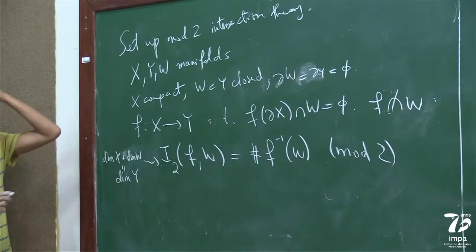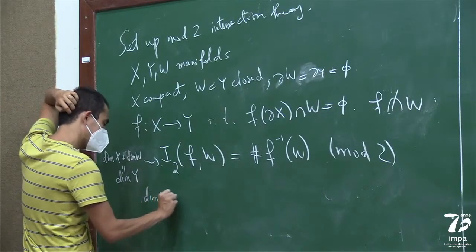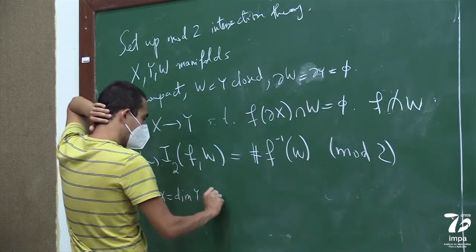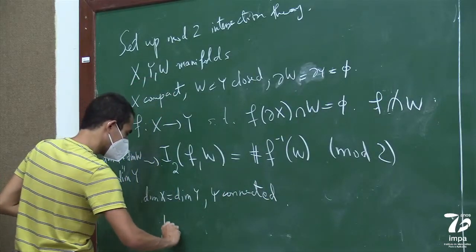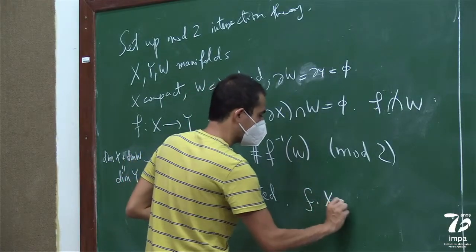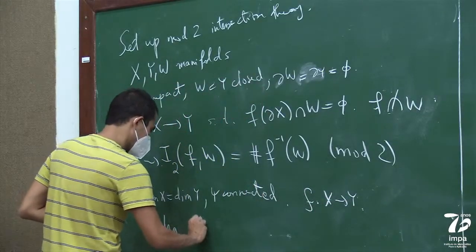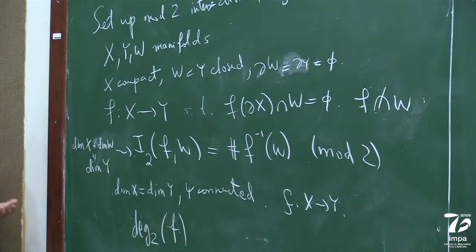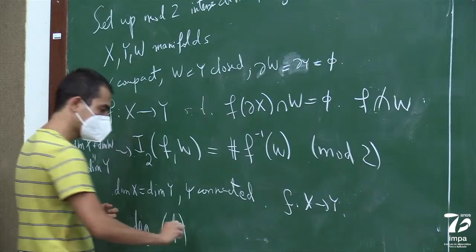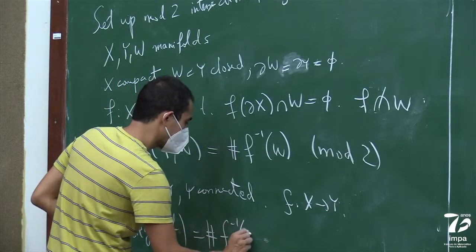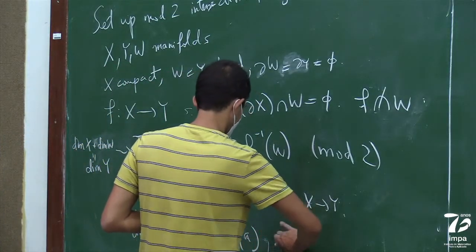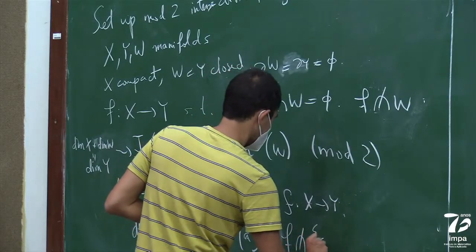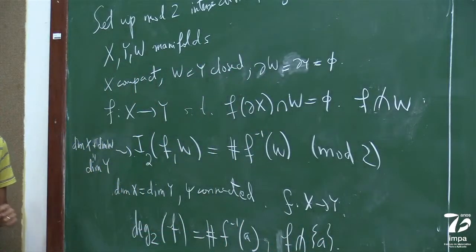Okay? So now in the case when the dimension of X is equal to the dimension of Y, and Y is connected, we can talk about the degree of a function. So if the function goes from X to Y, then you can talk about the mod 2 degree of the function. And that's just the intersection with a point, or in other words, the number of pre-images of a regular value, where f intersects a transversely. Okay? And from the degree, we can construct a winding number.